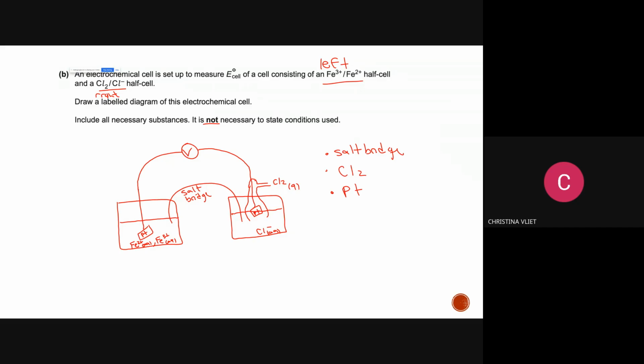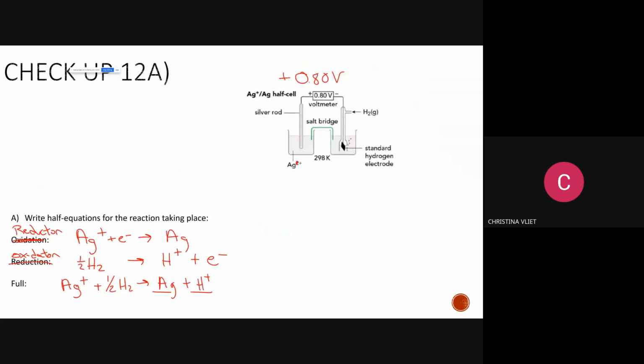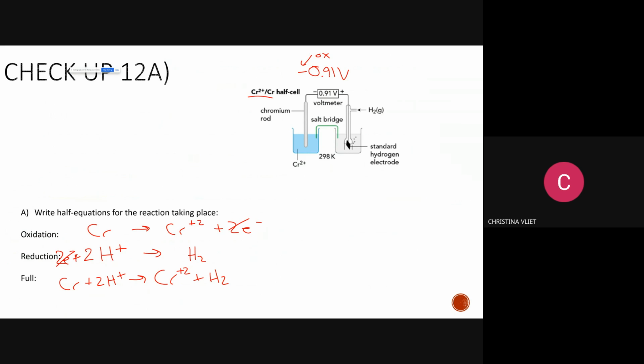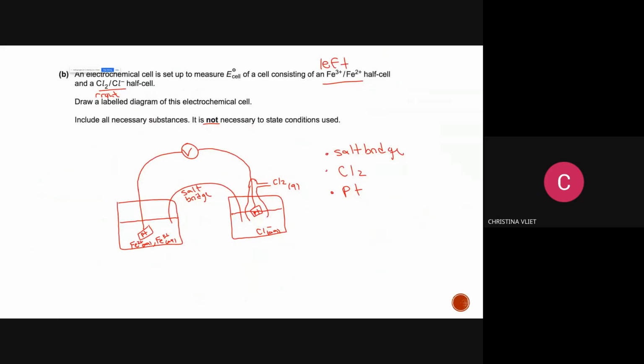Is it always going to be platinum? It's not always going to be platinum, no. If it's the metal it's made of, for example, if it's chromium and chromium 2+, the rod is actually made out of chromium. Could you use platinum and then have chromium sitting at the bottom? I think you could, but money. Platinum is the expensive thing.